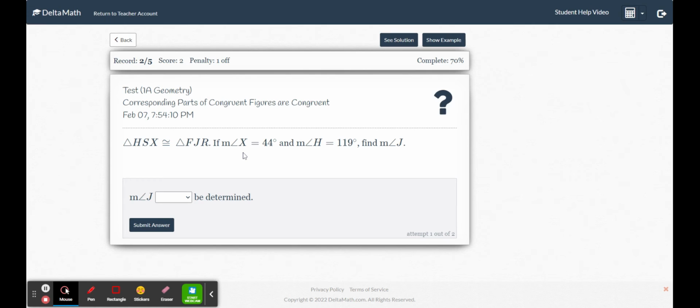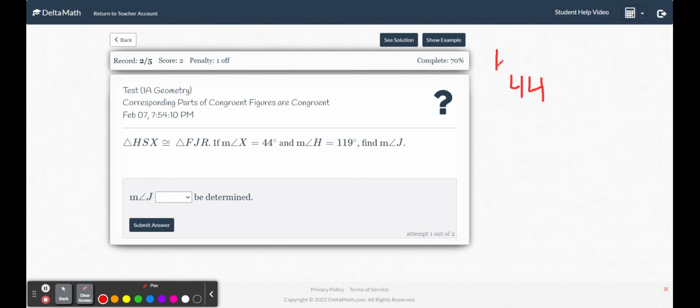So they're saying that the measure of angle X is equal to 44 degrees, and the measure of angle H is equal to 119 degrees. Find the measure of angle J. Well, angle J is here on this triangle. However, I can find the measure of angle S, right? How will I find the measure of angle S? They said X is 44 degrees, so I'll put down 44 degrees. H is 119. So H and X is what I do know.